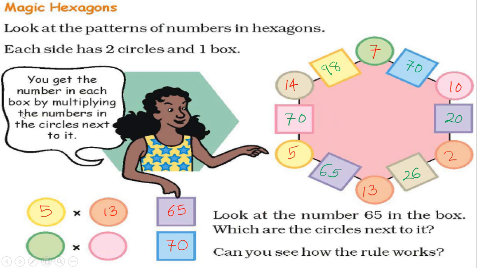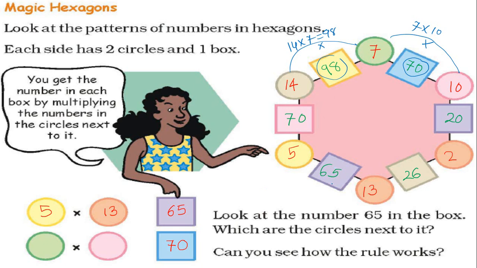You get the number in each box by multiplying the numbers in the circle next to it. Now suppose if we want to get the answer of this 98, then we have to multiply these two numbers. So 14 sevens are 98. Now if we want to get this 70, if we want to get the answer of this square, we have to multiply these two numbers. So it is 7 tens are.